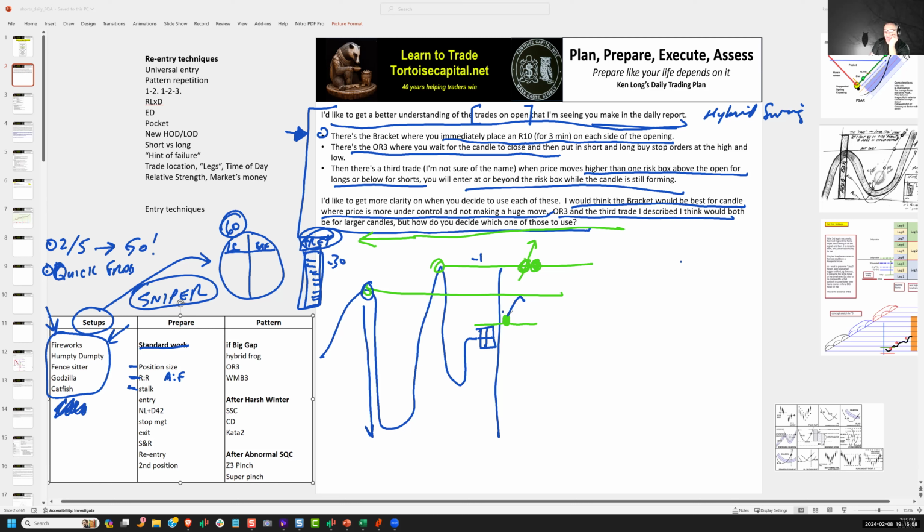And by the same token, if it gets through to here and rolls over, I'm not allowed to be surprised because it did that here. And take a look at that reaction to rejection. But if it breaks out, then I'm willing to put that second position on, and then I've got to find the next resistance level to the upside.